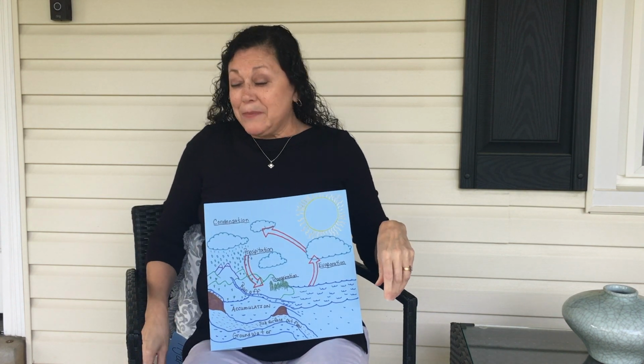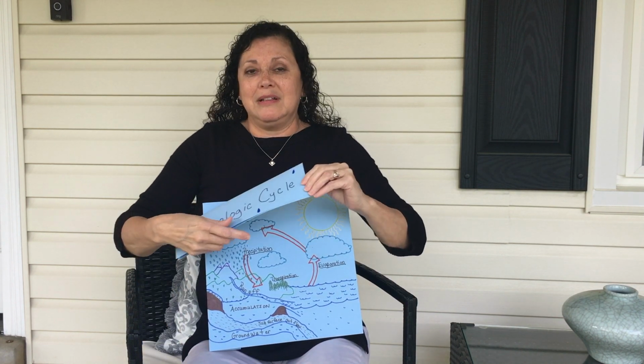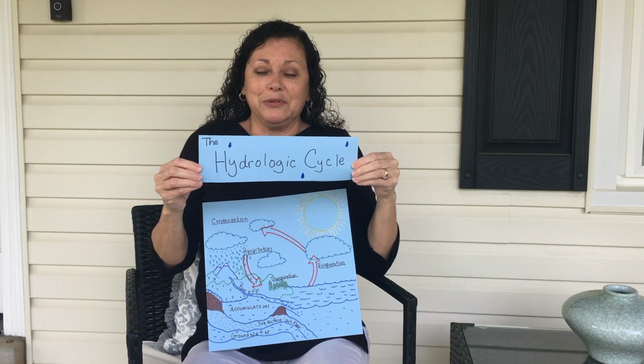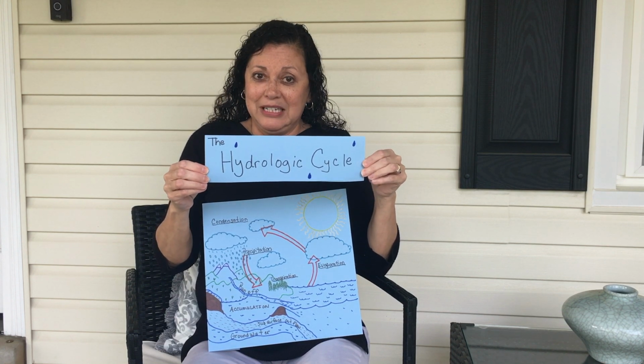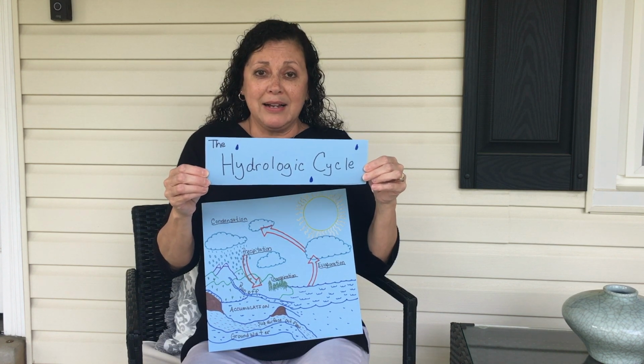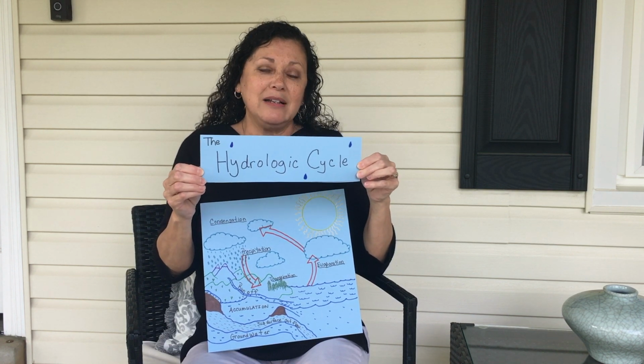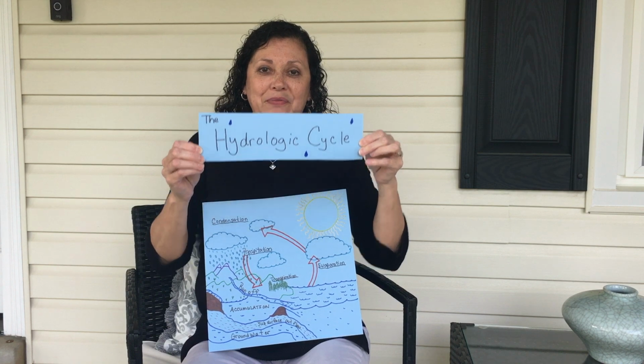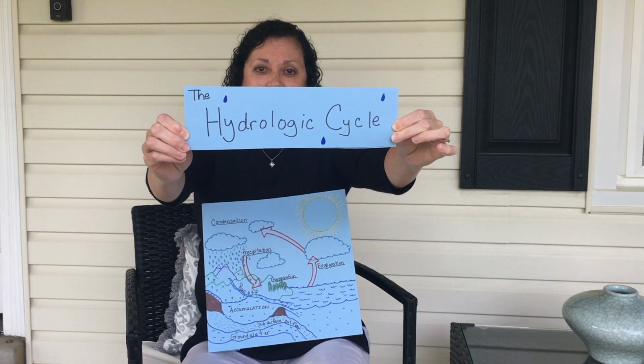So I want to throw something at you. The 6th grade word for the water cycle, the hydrologic cycle. So there's going to be a question on your Google Doc that's going to ask, what's the new way to talk about the water cycle? And this is what your answer is going to be.